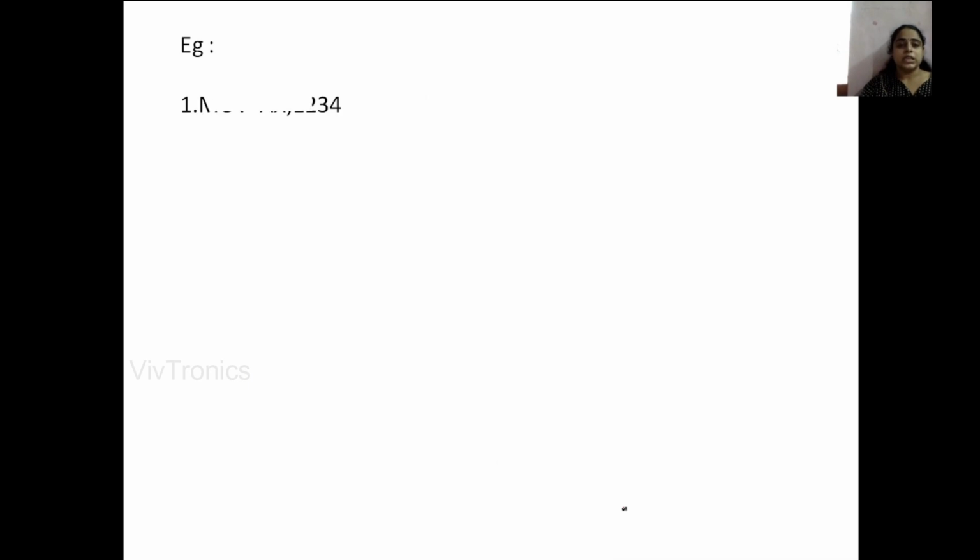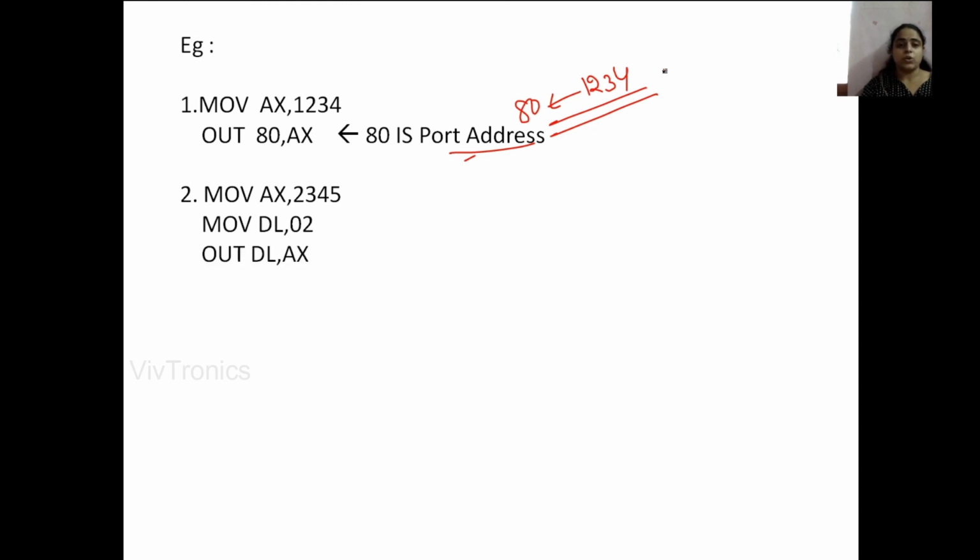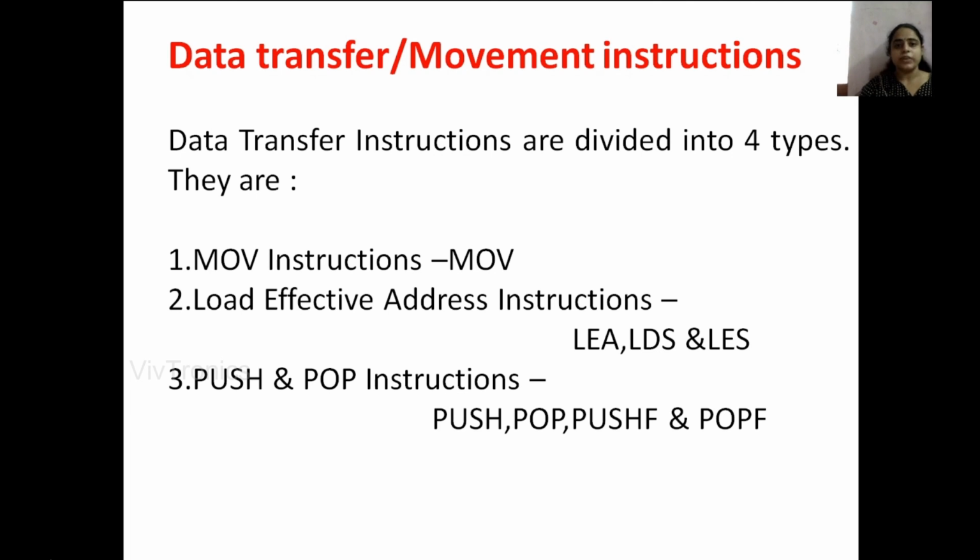Examples are MOV AX, 1234, OUT 80, AX. That means port address 80 is addressed, and the data 1234 goes from the AX register. Another: MOV AX, 2345, MOV DL, 02, OUT DL, AX. Like this you can use your OUT instructions. So this is the complete instruction set of 8086. We have covered all the instructions of 8086.